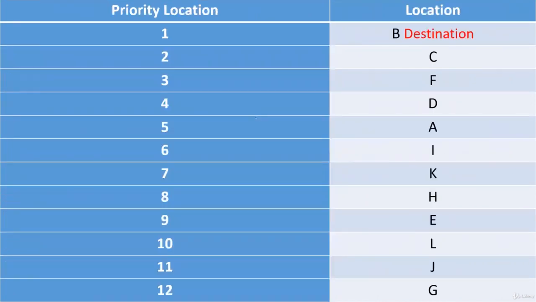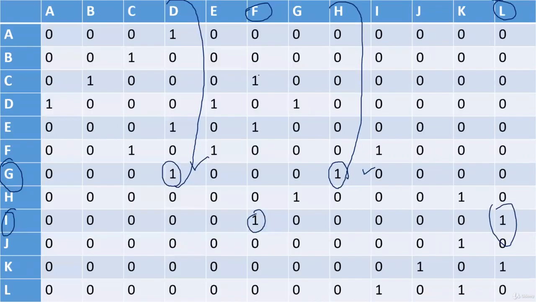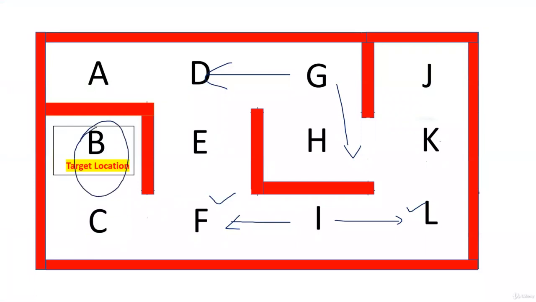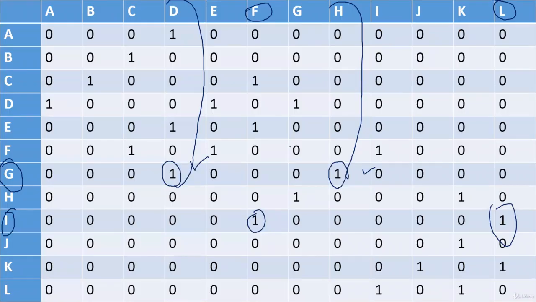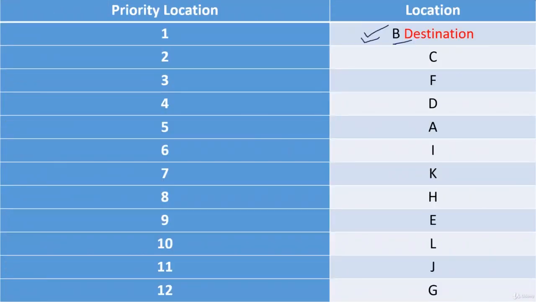Now going further, we need to decide a very important part, and that is the destination. In this case we choose B as our target location, so every time we need to reach B only. You can decide in a further part to go from any location to any location, but at the initial stage we want to reach the B location at any cost. That is the destination location, and it has priority number one.